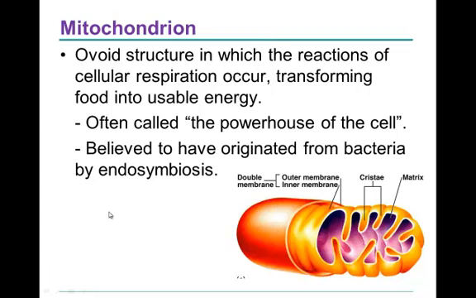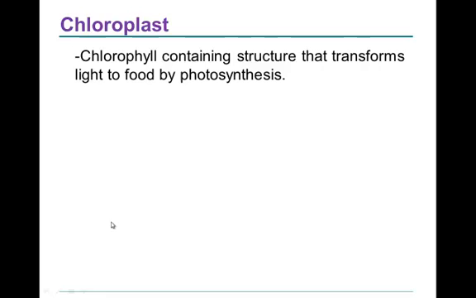Another organelle that's found inside eukaryotic cells, and this is found only in some eukaryotic cells, are chloroplasts. And chloroplasts are organelles that contain the green pigment chlorophyll, and these are able to undergo photosynthesis, and that transforms light energy into chemical energy, into chemical bonds in food. And so they're not producing energy, but they are transforming it from light to chemical bonds.